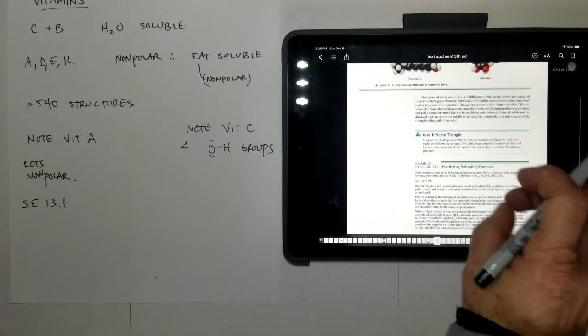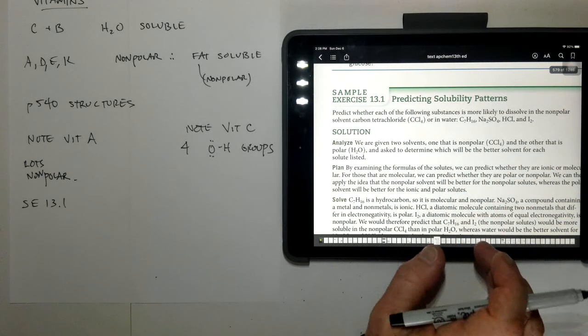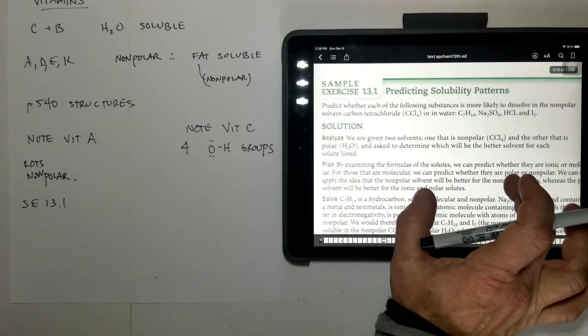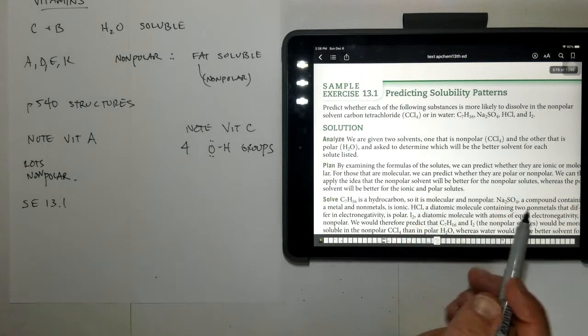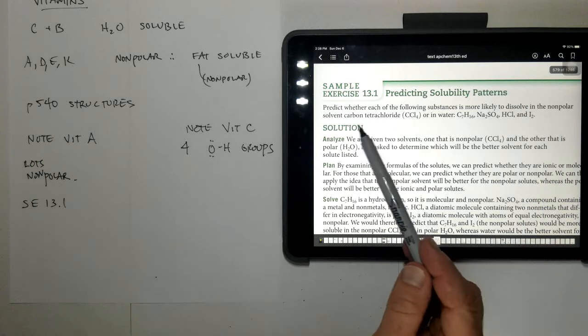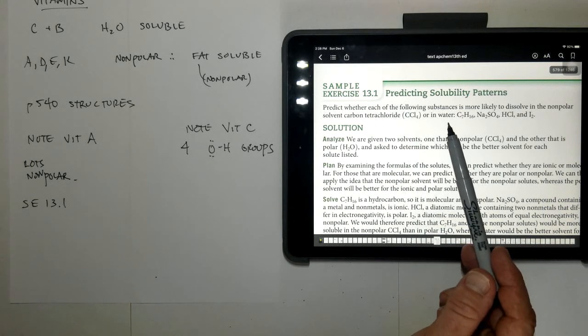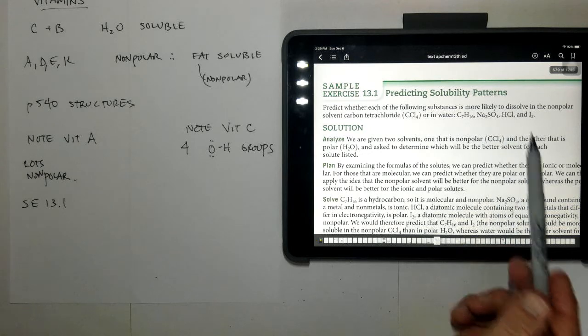All right, one last thing. Let's take a look at predicting the solubility of some substances. Let's look at sample exercise 13.1 here. It says, predict whether each of the following substances is more likely to be dissolved in the nonpolar solvent carbon tetrachloride or in water. And then they give us a list of 4 different things.